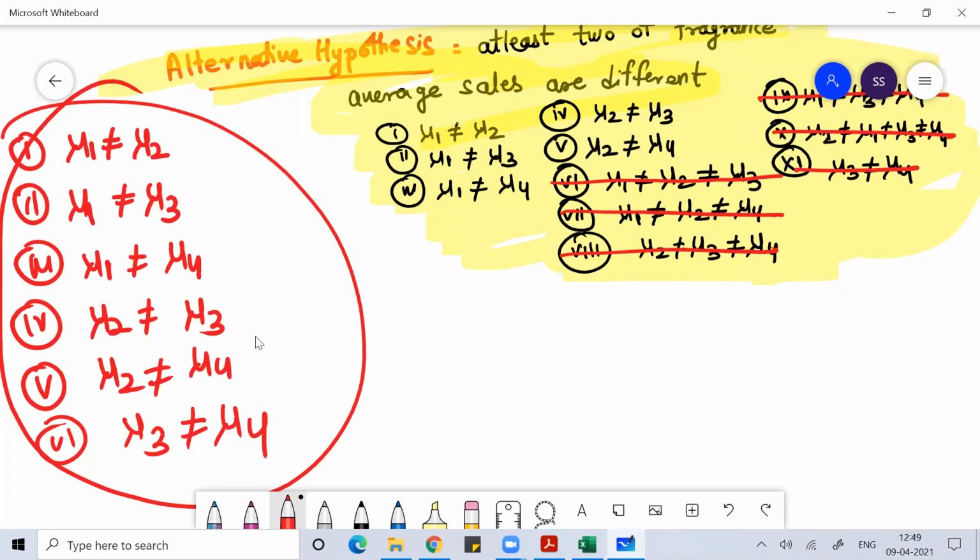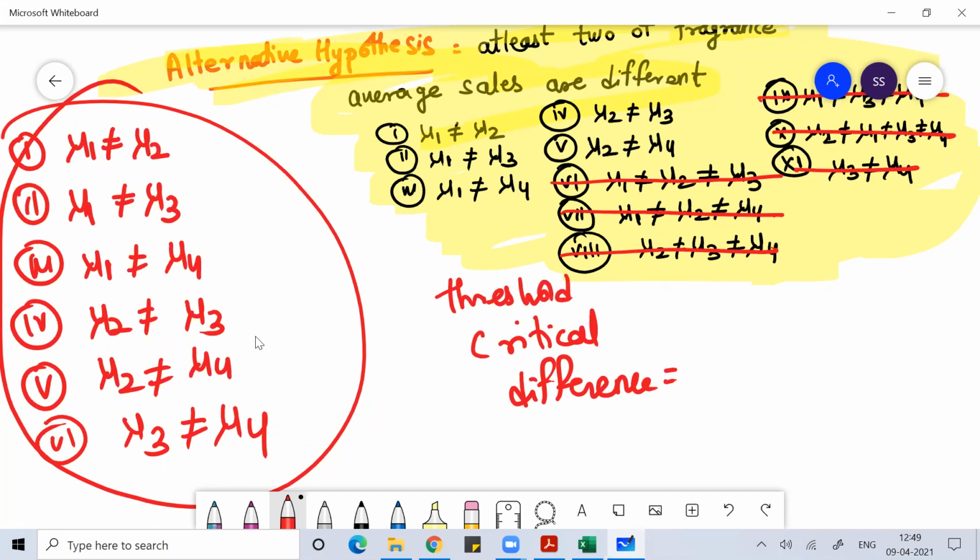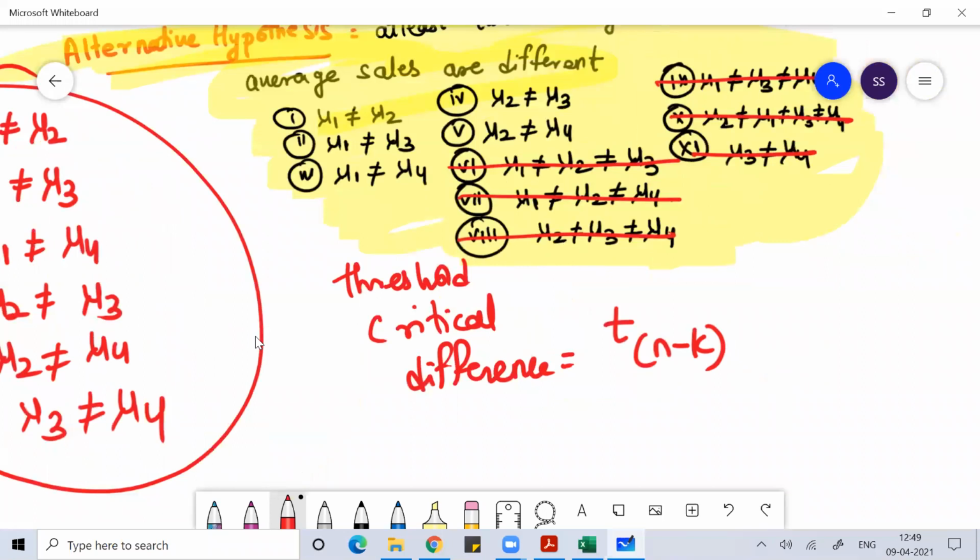In this critical difference calculation, we are doing the two factor analysis, and in that we found the critical difference value. This is the critical threshold. For that we use the formula with Tn minus k, which is the degree of freedom you need to take, and the level of significance alpha by 2. We are doing a one tailed t test.